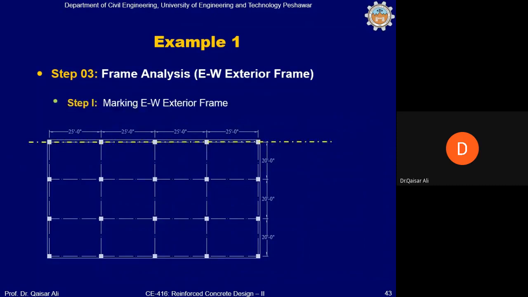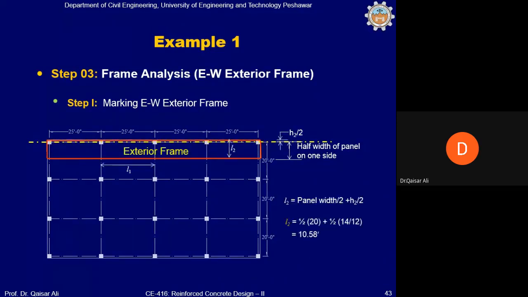Now the east-west direction in the exterior frame. The interior frame was completed, now the exterior frame. L2 is calculated in this manner. L2 is half panel width, 20 divided by 2, so it is 10, plus half the portion from the column centerline to the exterior edge, which is half the column width, 14 divided by 2. So L2 is 10.58.